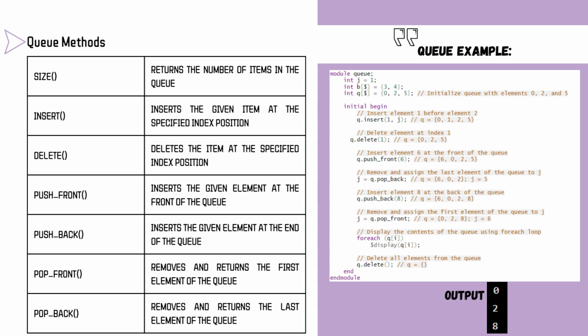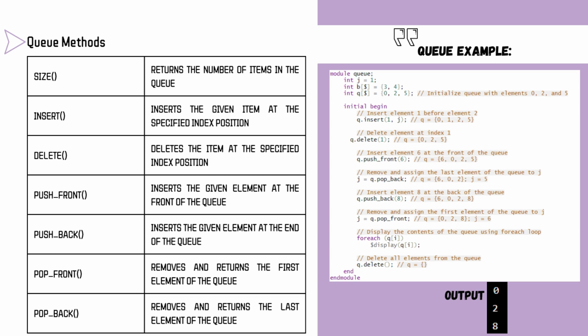Push_front and push_back are methods that allow you to insert items into the front or back of the queue, respectively. These methods are useful when you want to add items to the queue without worrying about the index position. Pop_front and pop_back are methods that allow you to remove the first or last item from the queue, respectively. These methods are useful when you need to process items in order and want to remove them from the queue as you process them. Let's look at the code.